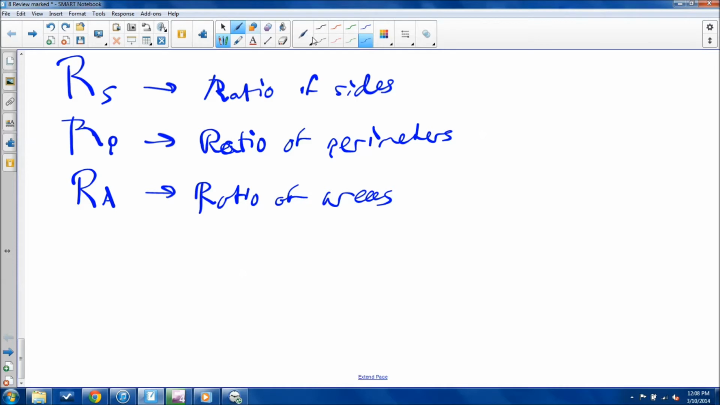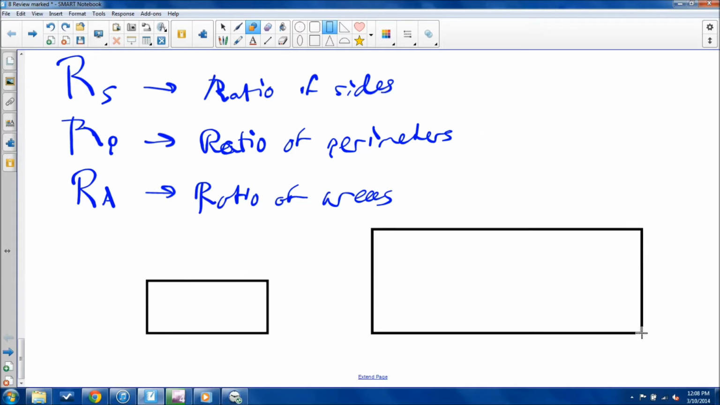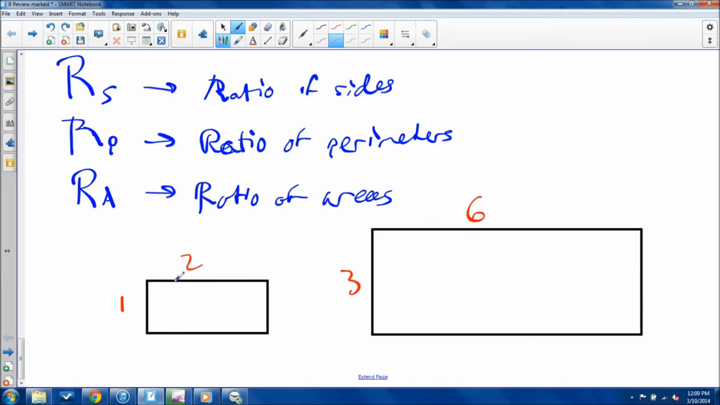So basically, if you have two similar figures, it doesn't matter what they are, but let's go ahead and use rectangles. I have two similar figures. Assume they are the same. Similar means congruent angles and same side ratio. So ratio of sides. Let's say this length is 1, this is 2. This is 3, this is 6. Okay? And assume the rectangles, all right angles, etc. Okay, my side ratio is 1 to 3.